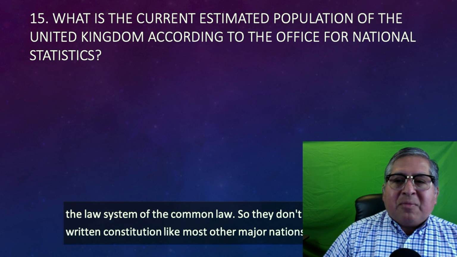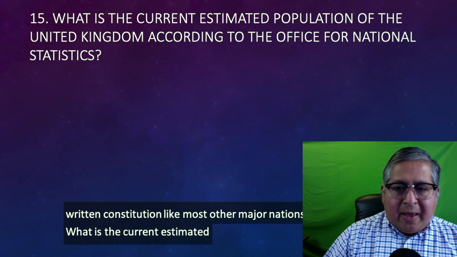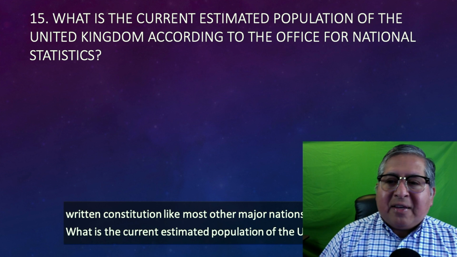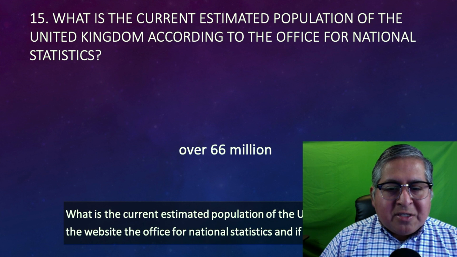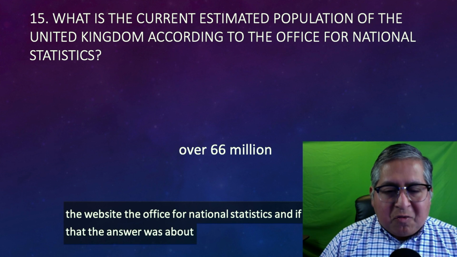What is the current estimated population of the UK according to the website of the Office for National Statistics? And if you looked at that, the answer was about 66 million, just over that.